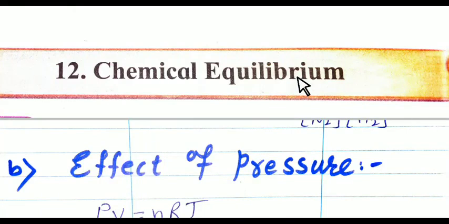Dear students, as you know, we have studied chapter number 12, Chemical Equilibrium. In the last lecture, we already studied the Le Chatelier principle, and the topic which continues is the influencing factors of the Le Chatelier principle, in which we have already completed change of concentration. In today's lecture, we are going to study the effect of pressure.